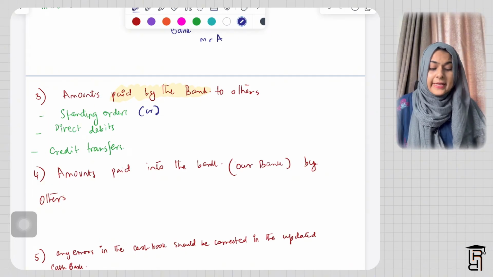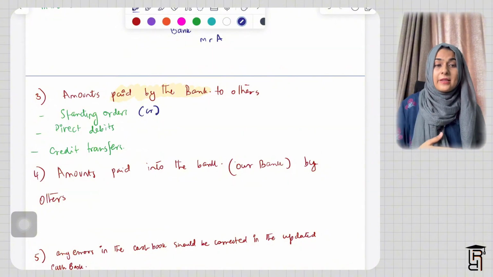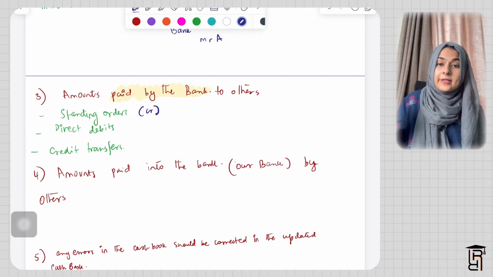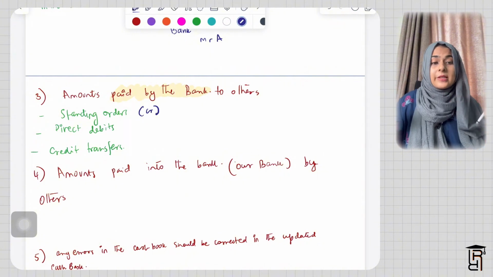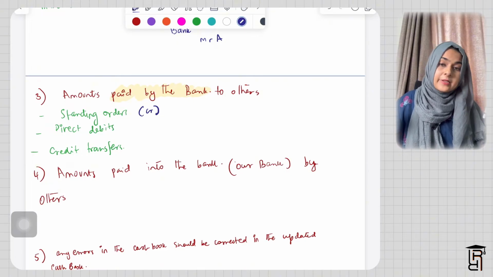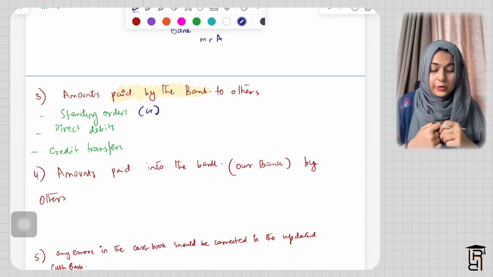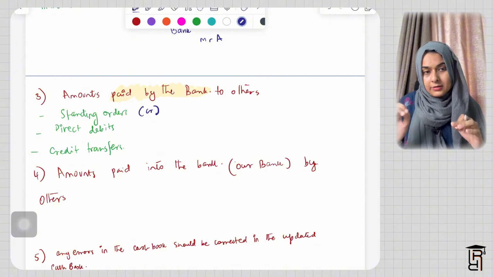Okay, then we have any errors in the cash book, which should be corrected in the updated cash book. So let's say the business mistakenly over added the debit side by $100. That means the debit side is heavy and it's an error, right? So what we'll do is record this on the credit side of the updated cash book, and we'll write error and $100 on the credit side.